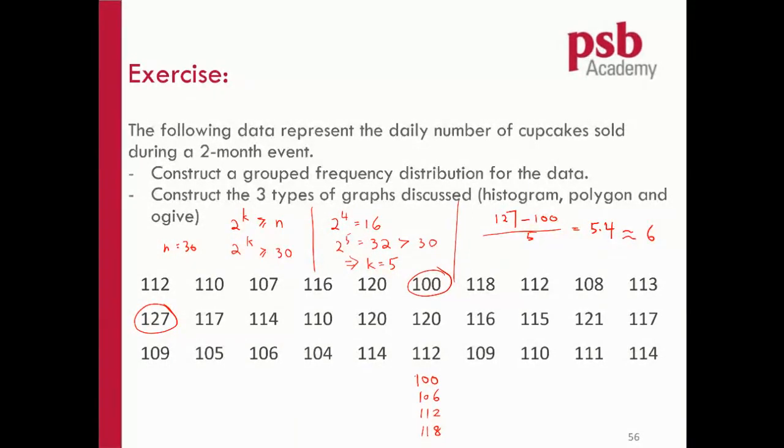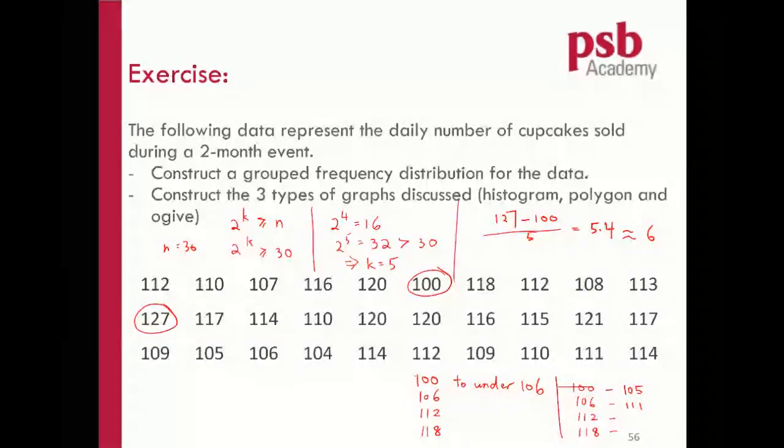Okay, so there are two ways you can construct the table. You can construct the table with the word "under", or you construct a table with no "under" word. So for example, if we construct the table with "under", then I will put up to 106, then the next one will start with 106. Or we can start with 100, 106, 112, 118. You see up to what number? This one starts with 106, up to 105. This one starts with 112, so up to 111. So there are two ways you can do this table. It depends on what has been started for you in the exam. You'll be told what to start off with.